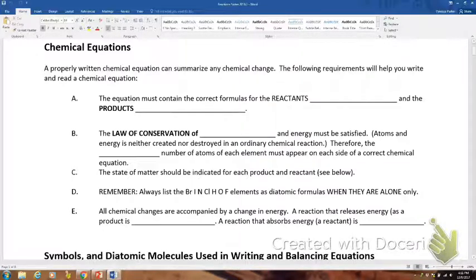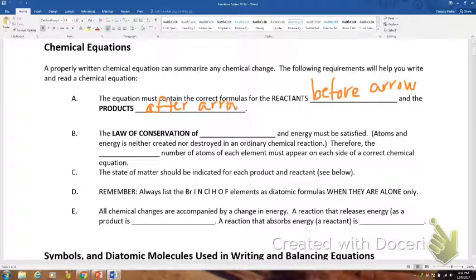Okay, so let's start with what the equation is going to look like. We have to have the correct formula, and of course the reactants come before the arrow, and that's because they react. And then the products are going to come after the arrow. It's because they're being produced.